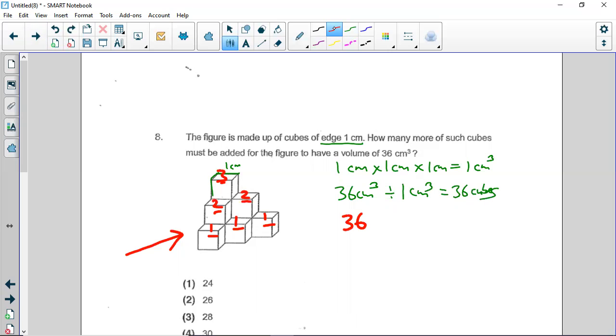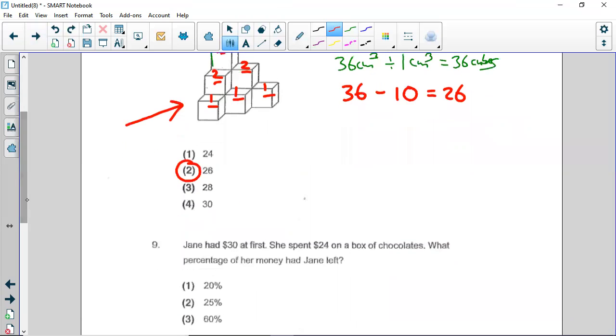So how many more must you add to get 36 cubes? So you have to minus 10. All right, because in the figure on the diagram, you can see there are only 10 cubes that make up the figure. So you minus 10, and you will need another 26 more cubes. So the answer is number 2. Okay, all right, question number 9.